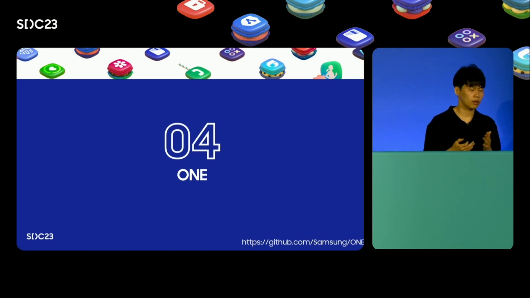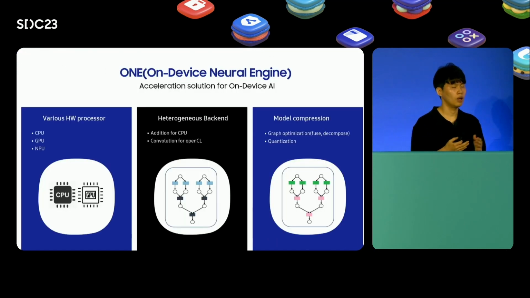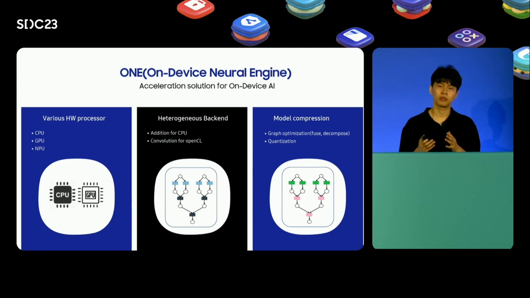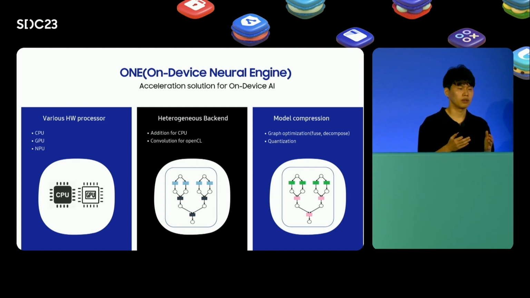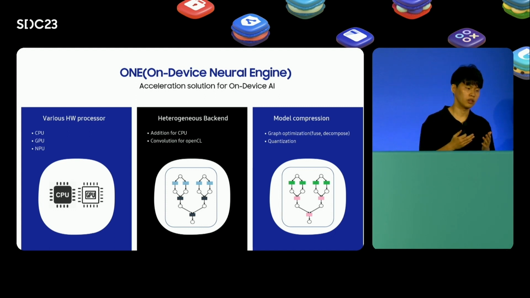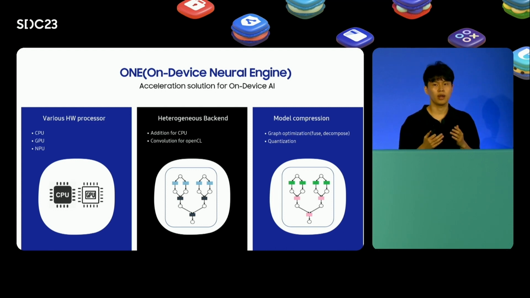And I would like to introduce one project. ONE stands for On-device Neural Engine. And the main purpose of the ONE project is to accelerate inference on the device. So ONE supports various hardware processors like CPU, GPU, and NPU. And it also supports heterogeneous backends. So you can do something like this.